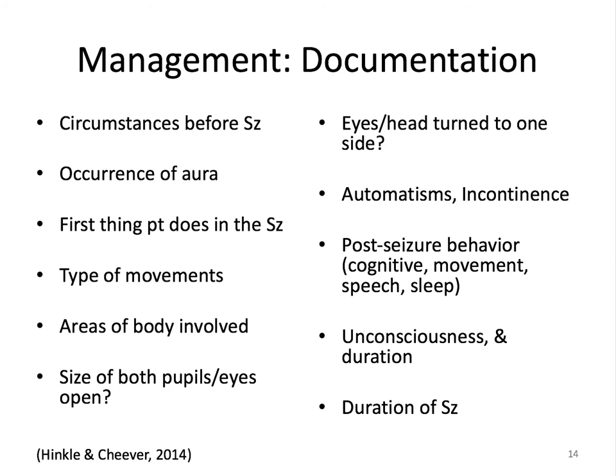The following are components that should be included in your documentation of a seizure. Record the circumstances before the seizure. Whether or not there was the occurrence of an aura, the first thing the patient did during the seizure, the type of movements, areas of the body involved, the size of both pupils, and whether or not the eyes were open. Did the head or the eyes turn to one side? Were there any automatisms or incontinence? What was the post-seizure behavior like, cognitively in terms of movement, speech, or sleep? Was there unconsciousness, and what was the duration of it, and the total duration of the seizure?